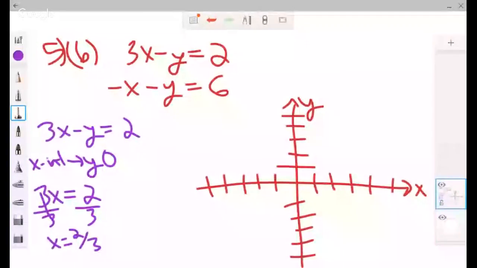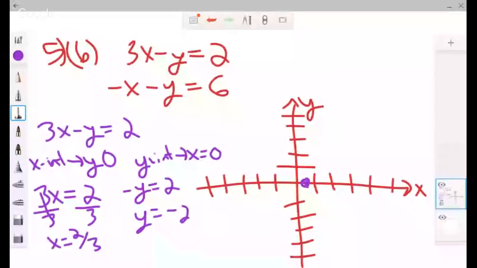So 2/3 is a little less than 1, so I'm going to put it right there, right? And then if I similarly look for the y-intercept, that means that x is 0. So if I substitute x is 0, I now have negative y equals 2, which means positive y is negative 2, right? Divided by negative 1. So there's a y-intercept at (0, -2). So this is the purple line, right?